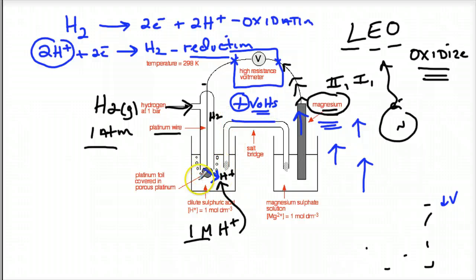Now what we're going to say is that the amount of voltage we get is primarily due to the ability of the magnesium. We're going to make hydrogen the standard. So we're going to say theoretically it has 0 voltage to make it happen. It's not really true, okay, but we're going to say it's the standard. So we're going to compare many different elements in this position and we're going to see what it does.